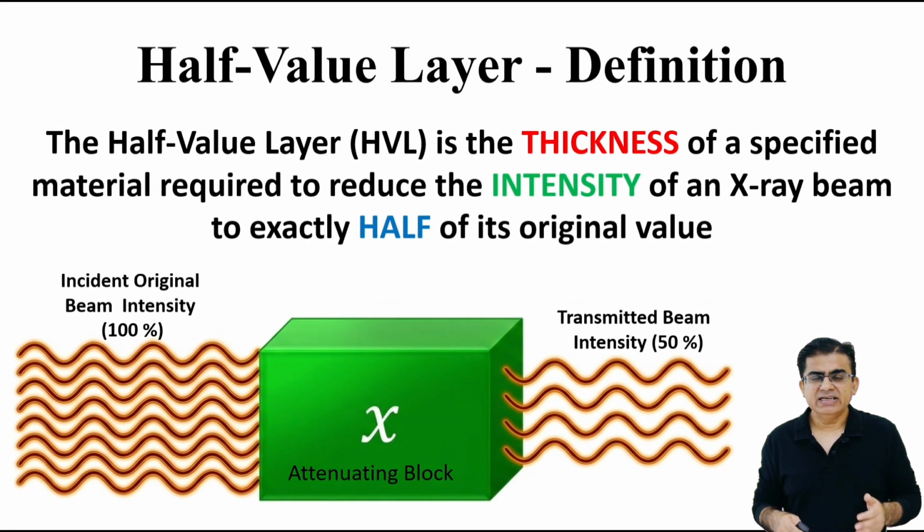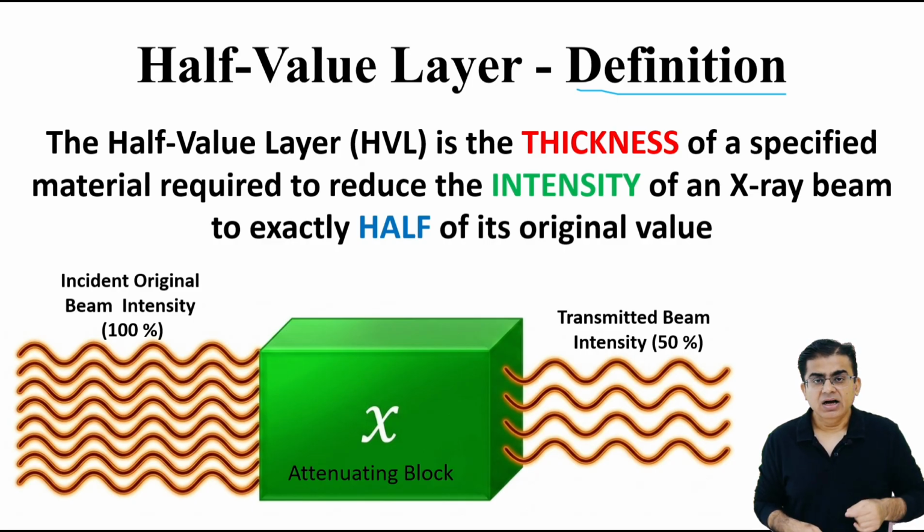This is the strict definition of half value layer, HVL. Please read the exact definition clearly written on your screen. Do not miss any word. Half value layer is defined as the exact thickness of a specified material required to reduce the intensity of an X-ray beam to exactly half of its original value.